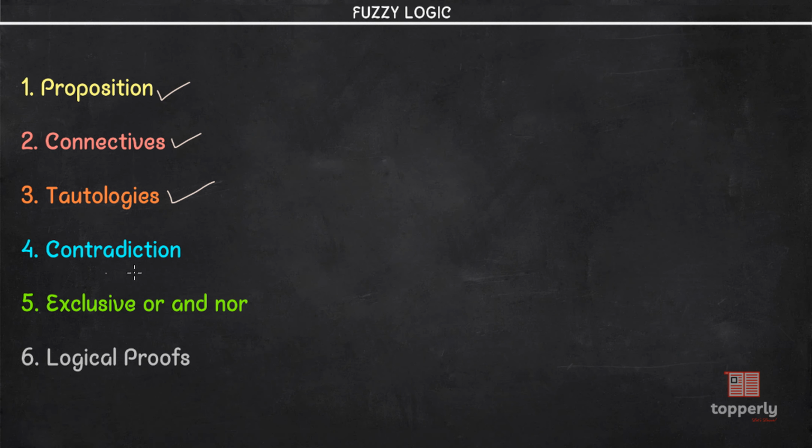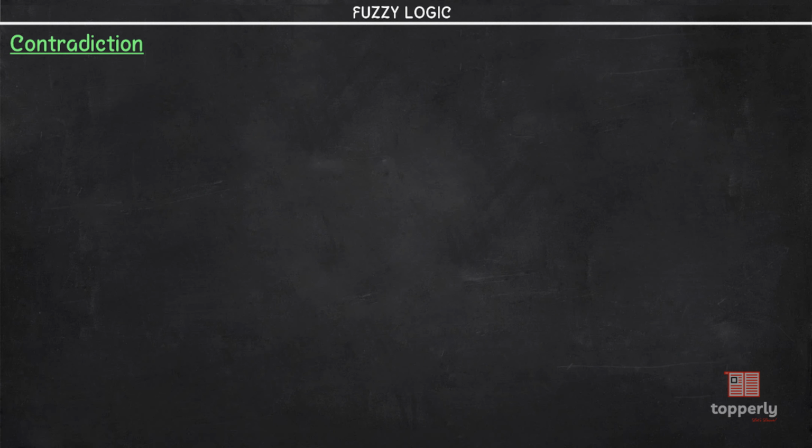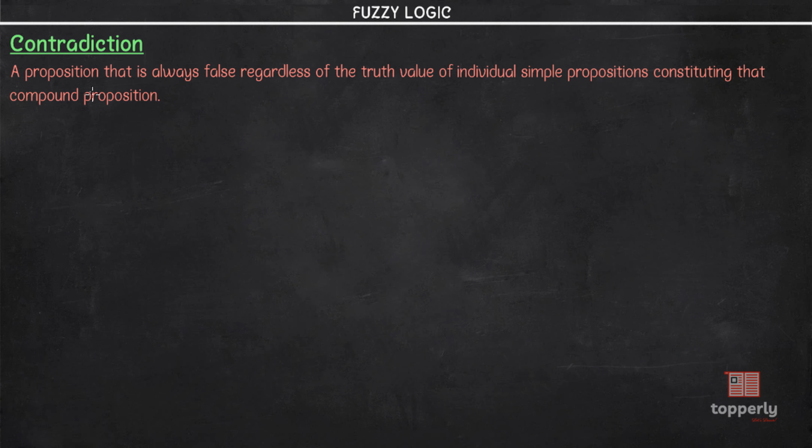First, let's take a look at contradiction. I hope you all remember the definition of tautology as per the previous lecture. We learned that a tautology is a compound proposition that is always true no matter what the truth values of the individual propositions that occur in it are. Now, contradiction is the exact opposite of a tautology, as in, a proposition that is always false regardless of the truth value of the individual simple propositions constituting that compound proposition is called a contradiction.